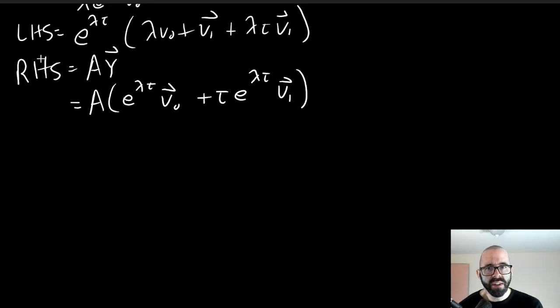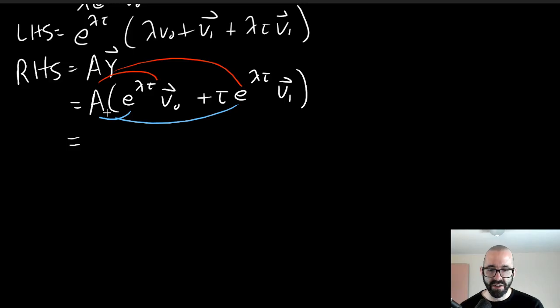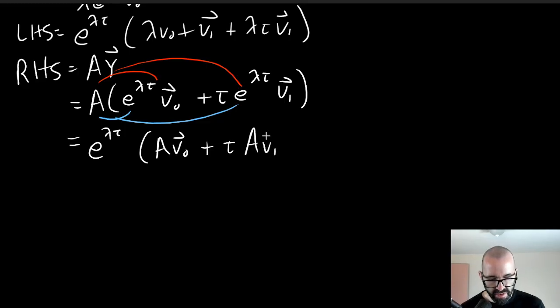I want these to equal each other. If I'm trying to show two things are equal to each other, I should try to make them look the same. So what I'm going to do is distribute that A and actually factor out the e to the lambda t. So A I'm putting into both, and e to the lambda t I'm taking out of both. I'm just switching things around a little bit because I want it to look like this. So when I do that, I get e to the lambda t, and I'm left with A times v naught plus t times A times v1.